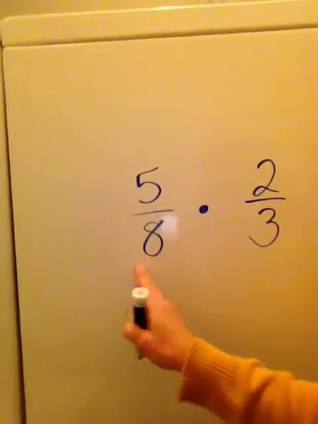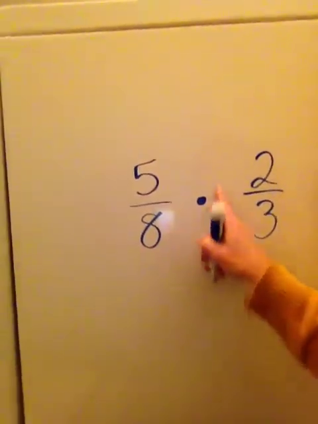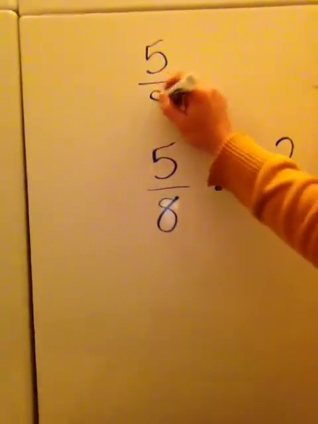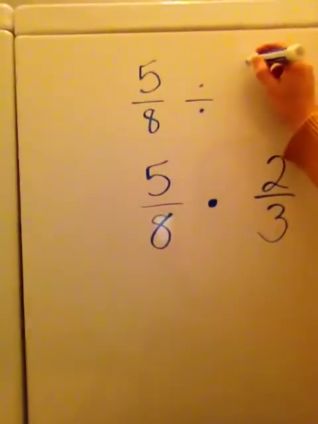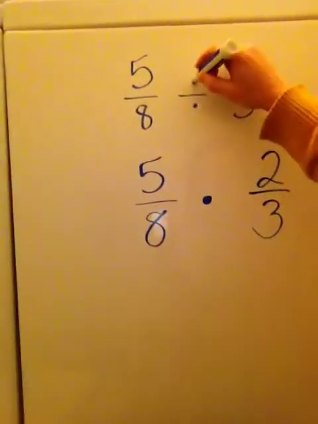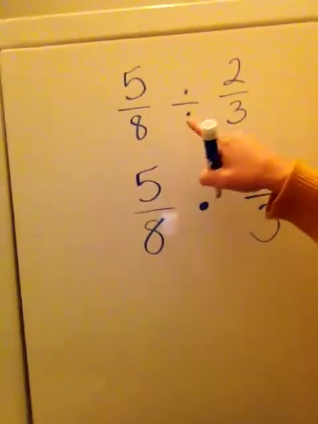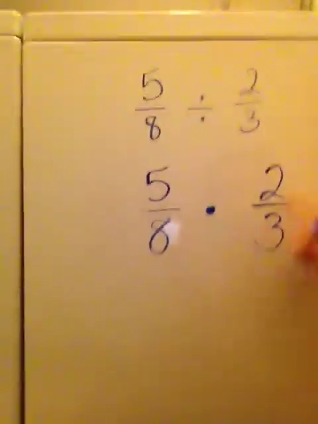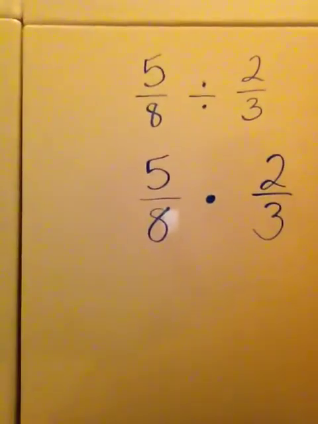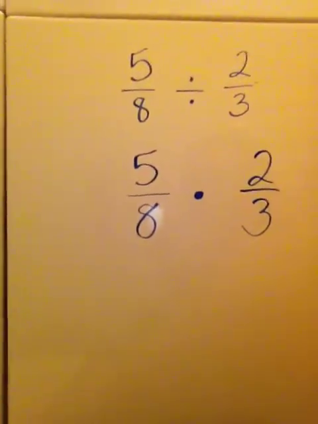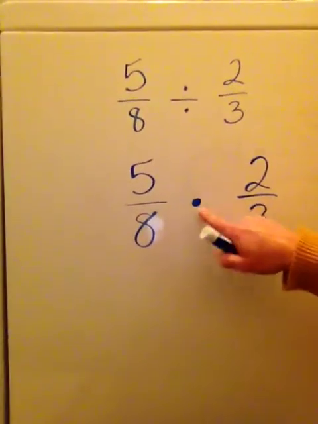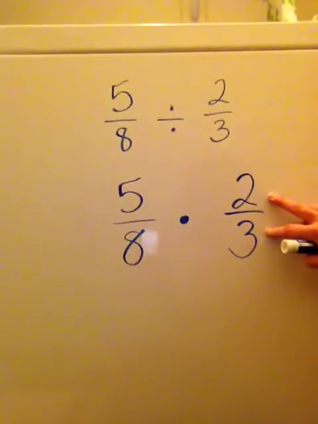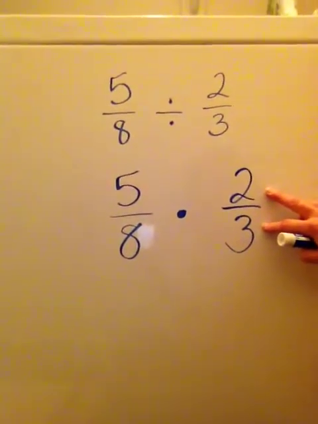You leave the stuff in front alone, and then you change the operation. Let me write up here what we had. We had 5/8 divided by 2/3. And I didn't want to divide, so I changed it to multiply. But I can't just leave it as 2/3, because then it's just changing the operation. That would be kind of silly. It's not going to be the same. So if you change the operator, you've got to do something to the following fraction, which is, we call it times by the reciprocal.